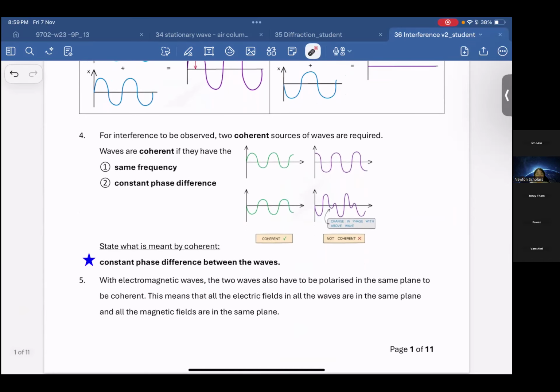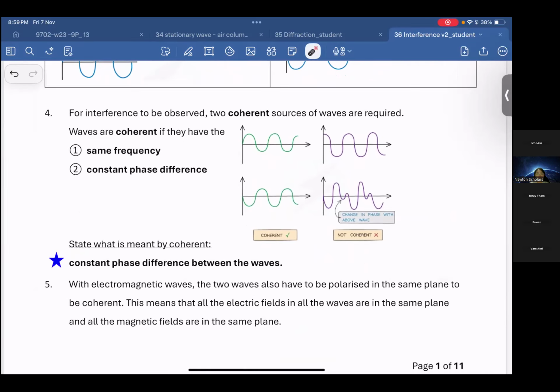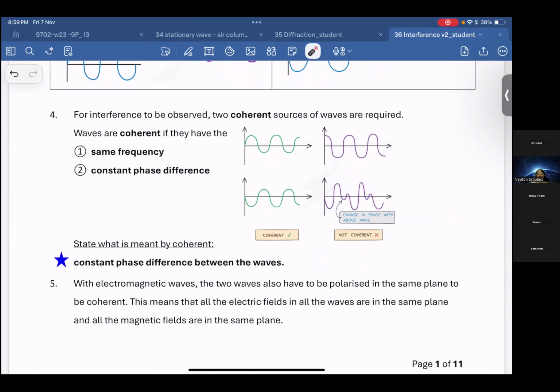For the interference to be observed, we need to have two coherent source waves. This one is important. What does coherence mean? I make a star because there are so many parts here. They ask you the meaning of coherence, so you have to memorize it. Constant phase difference between the waves. So there must be the same frequency and constant phase difference.